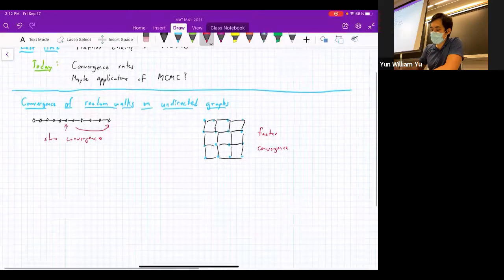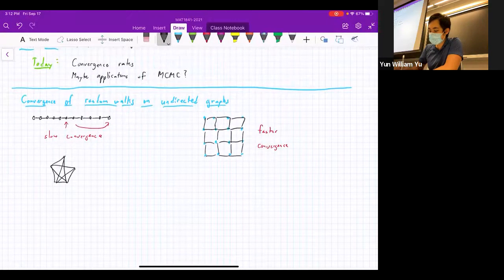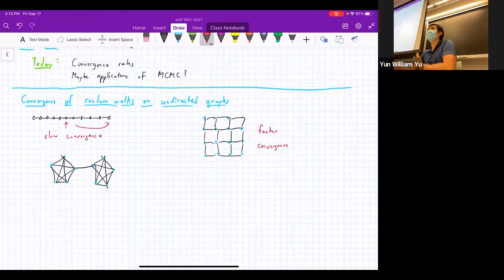And what about a slightly more complicated figure? Let's say I have two stars here, and they're connected by a single edge. So I might start in any one of these positions. These are each of our nodes. Is this going to converge quickly or slowly if you have a Markov chain on this graph? Yeah, so this is going to have slow convergence as well, because intuitively what happens is we have this bottleneck. Slow convergence because of this constriction, this bottleneck.